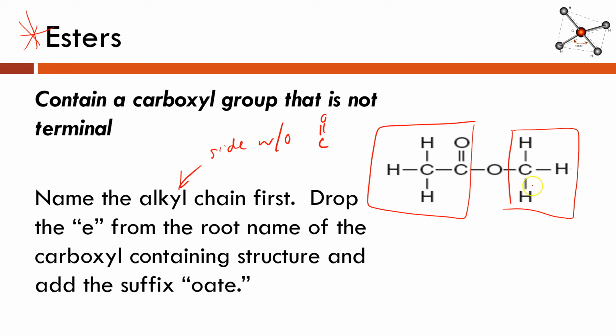So this is the simple side first. This is an alkyl chain. We've got one carbon atom present, all single bonds. So the prefix is meth, and the suffix is -yl. We have a methyl group. We're then going to name the other part of the chain. I've got two carbons single bonded to each other. Ethane. I'm going to lose the E and add the suffix -oate. So the name of this molecule is methyl ethanoate.